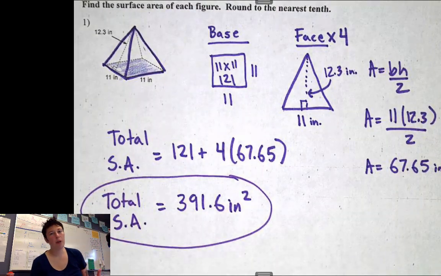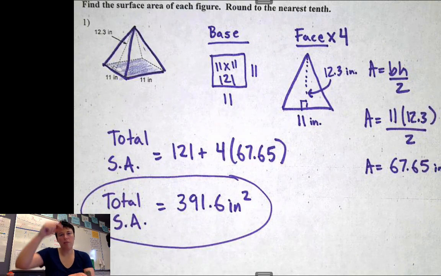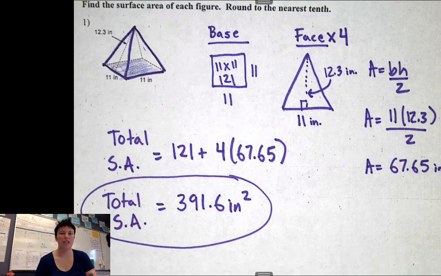So just like a prism, I like to draw it out. I like to sketch all the different faces and try to figure out what's the area of each part and then add it all up together. But just notice the difference. Prisms have tops and bottoms. Pyramids really don't. They have the base bottom and then a pointy top. So you just got to really pay attention.